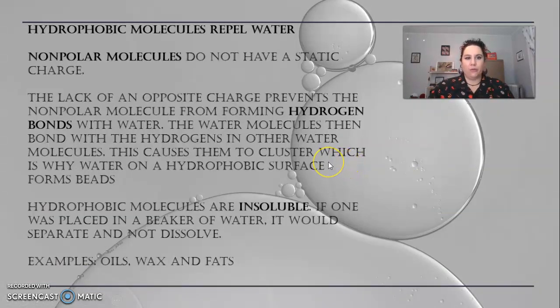Hydrophobic molecules repel water. Most hydrophobic molecules are nonpolar, and they do not have a static charge. The lack of a static charge prevents the nonpolar molecule from forming hydrogen bonds with the water. Instead, the water molecules then bond with hydrogens in other water molecules. This causes them to cluster. This is why you see beads of water, because water molecules cluster, forming almost a three-dimensional droplet.